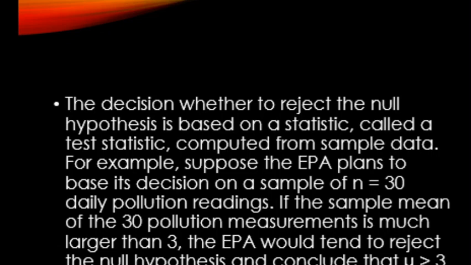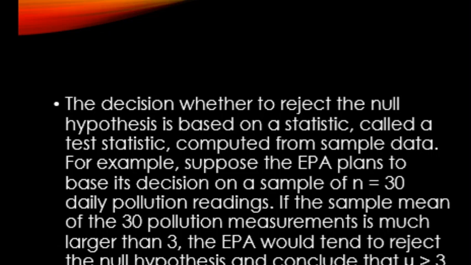So once we have the null and alternative hypothesis stated, the next step is to gather information, pick a sample, gather information from that sample, and then calculate this test statistic. Now, the test statistic formula will vary with our parameters. So once we discuss each parameter, we will have a specific test statistic formula associated with it. Now, in this example, let's say the EPA plans to base its decision on a sample of size 30.